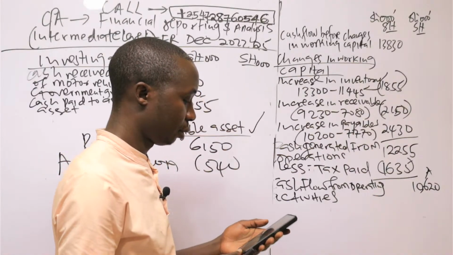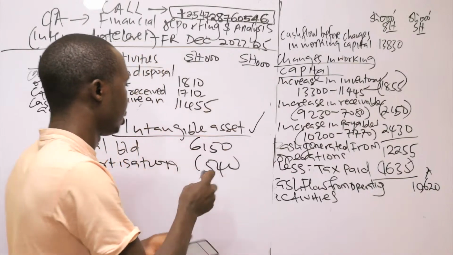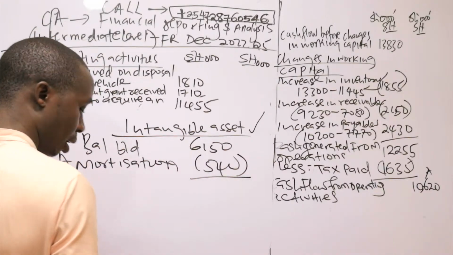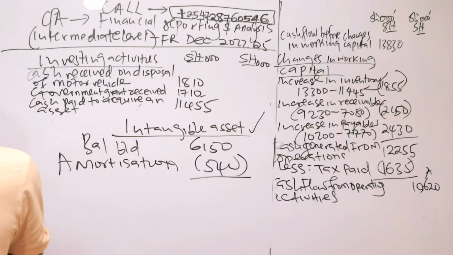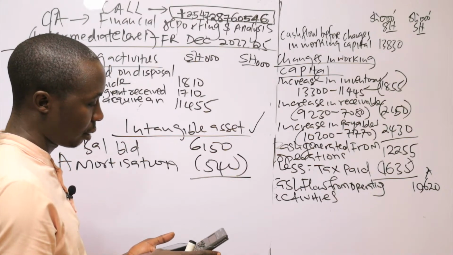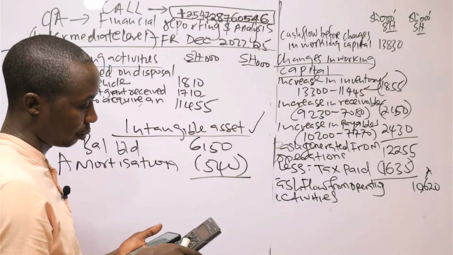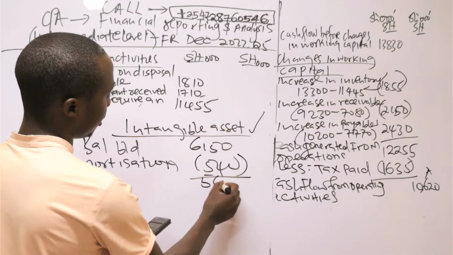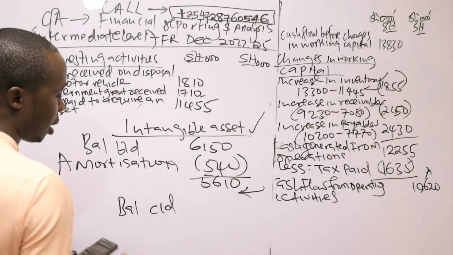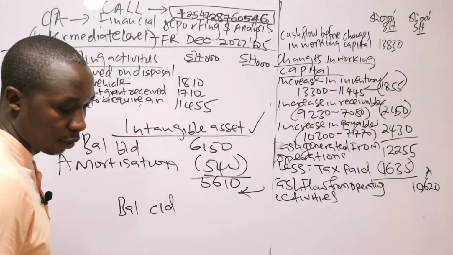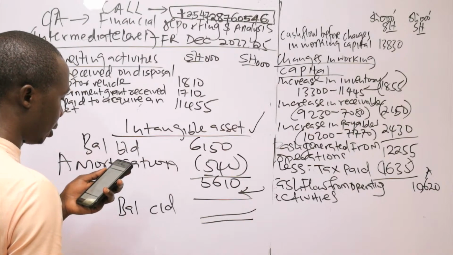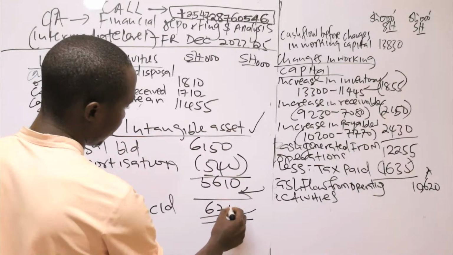So we continue. The balance brought down is 6150. Then there is an amortization in the additional information, meaning that the figure was reducing. So I use my calculator. 6150 minus 540 is 5610. Then you skip one line and say balance carry down. The balance carry down for the intangible asset as at 2022 is 6750.